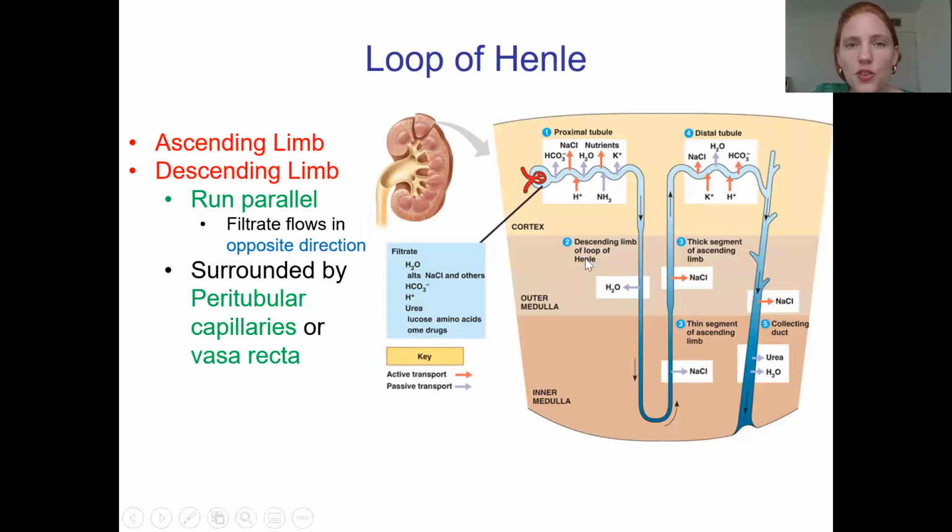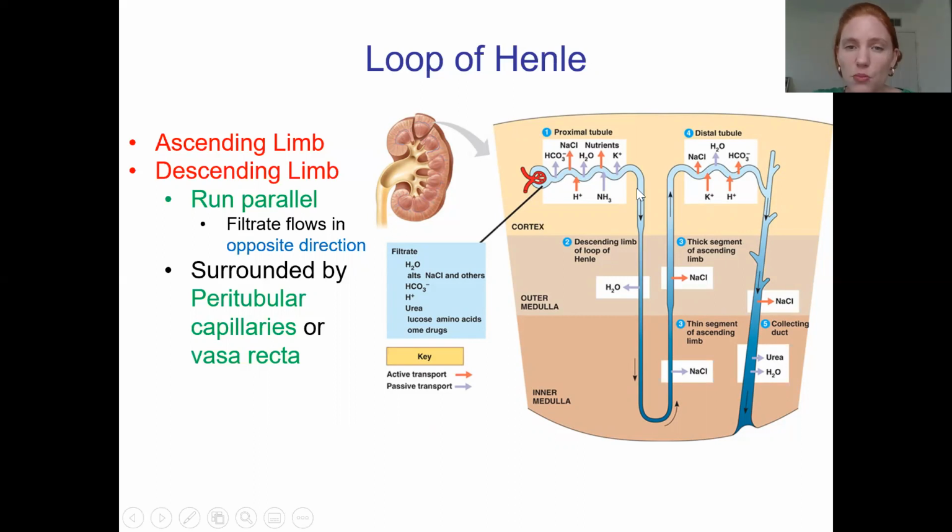On to the loop of Henle. Now, the loop of Henle does something that you'll learn in physiology if you go there, called the countercurrent multiplier system. And the function of that is to bring as much water back into the body as possible, make the urine very concentrated, bring the water back in. And so the structure of the loop of Henle is very important for how that works.